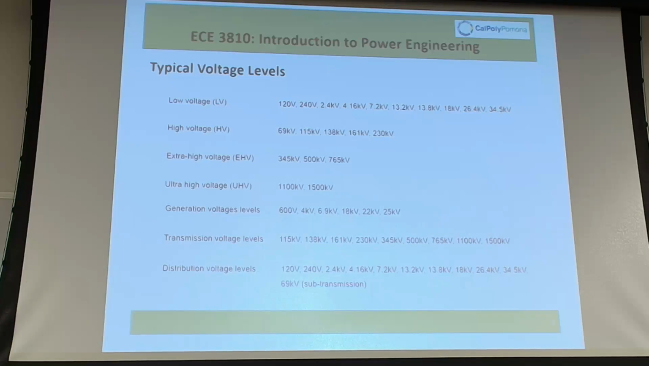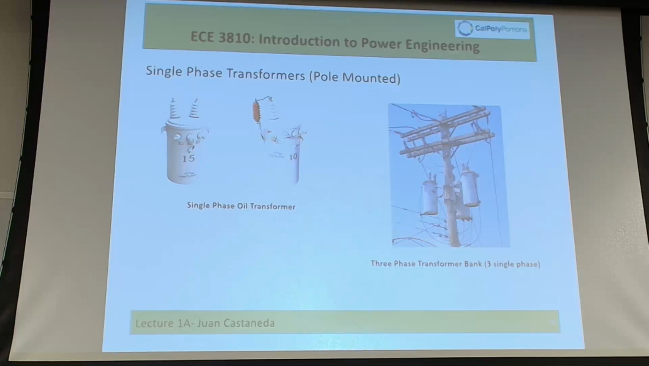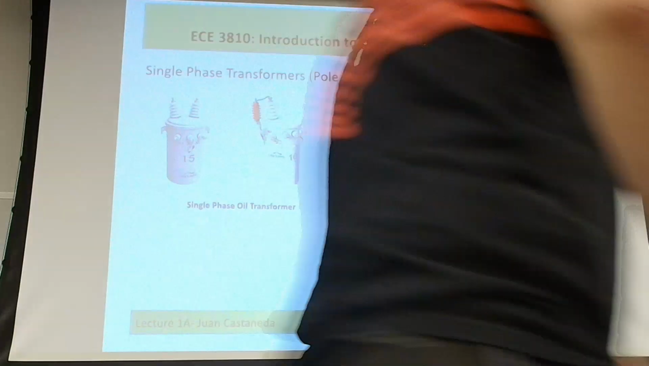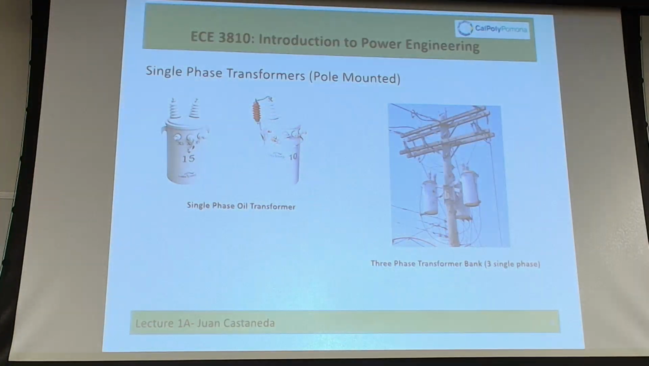So we have to step up and step down, right? Starting from the most common design, which is very simplistic, your single phase pole mounted transformer. These are the ones that you see up on the poles, right? I know you won't miss them. The little number there is telling you the kVA.